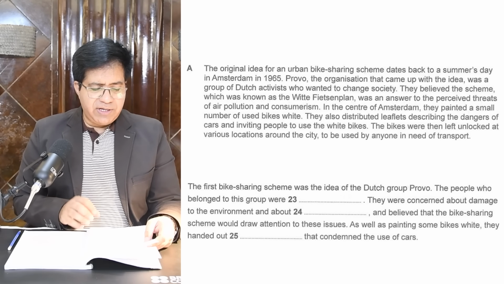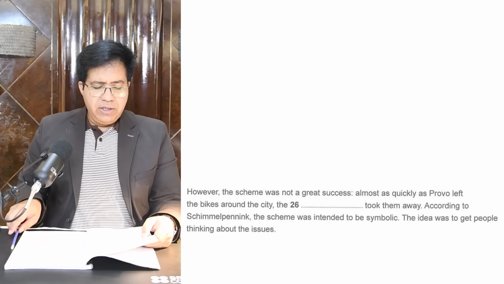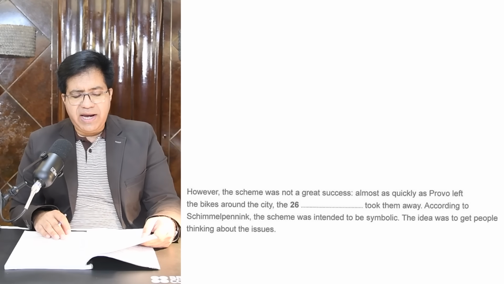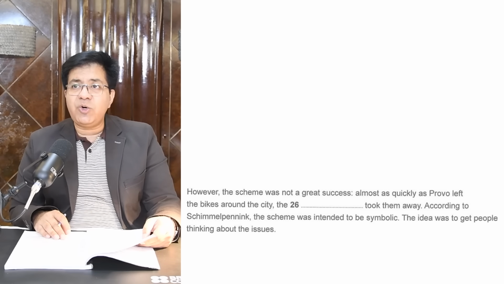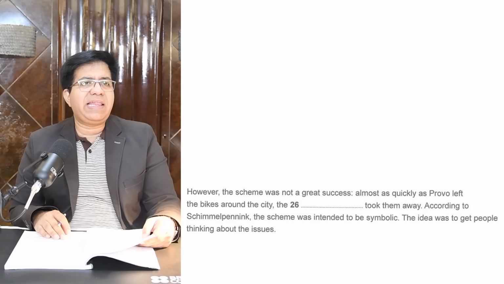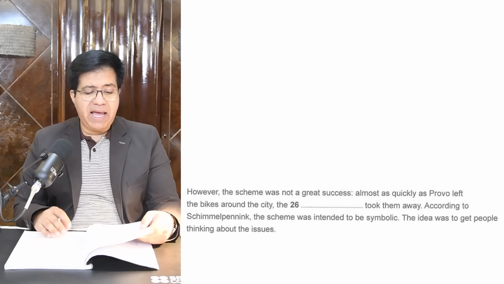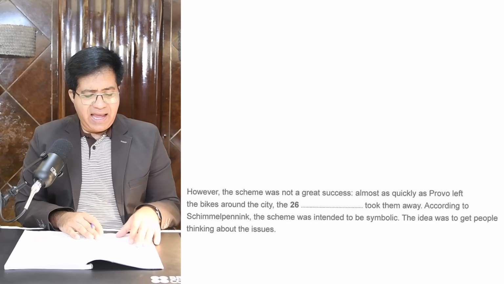Question number 26. However, the scheme was not a great success. Almost as quickly as Provo left the bikes around the city, the dash took them away. What do they mean by them? Bikes. So who took the bikes away? Please come back. Second paragraph.